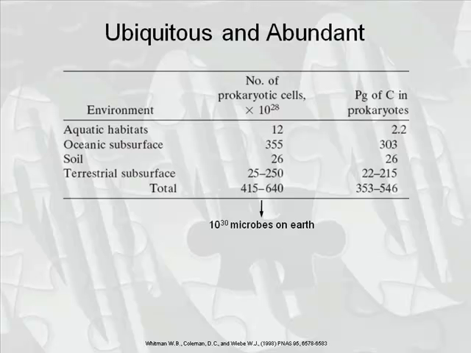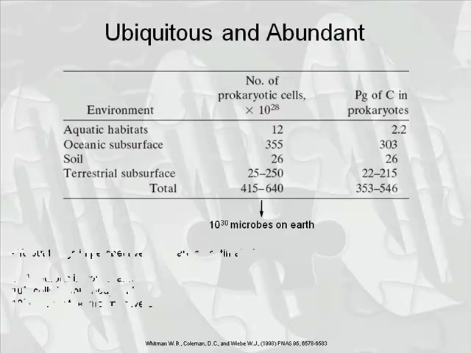So the key here is that microbes are ubiquitous and abundant, right? That's the matrix idea, that the DNA component of the microbial world is all around us. And these are numbers to help put that in perspective. There are approximately, and this is again an estimate, 10 to the 30 microorganisms on Earth. This is culled from a number of literature sources, and it's broken down by habitat, from aquatic, oceanic, and terrestrial sources. You sum that up, 10 to the 30.